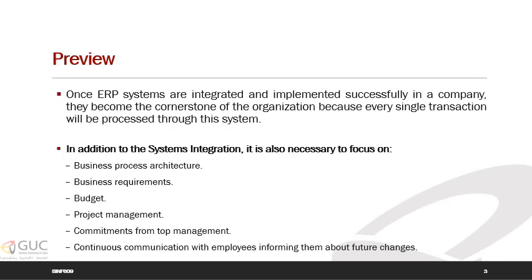When ERP systems are successfully integrated and implemented in a company, they become the keystone of the organization, as every single transaction will now be processed through this system. So in order to successfully implement ERP systems, the management and implementation team should have a clear understanding of the ERP system architecture and the specific components which might be required for any business need. If the ERP software is installed with a focus only on the system architecture, the company may have a successful installation of software but unsuccessful implementation.